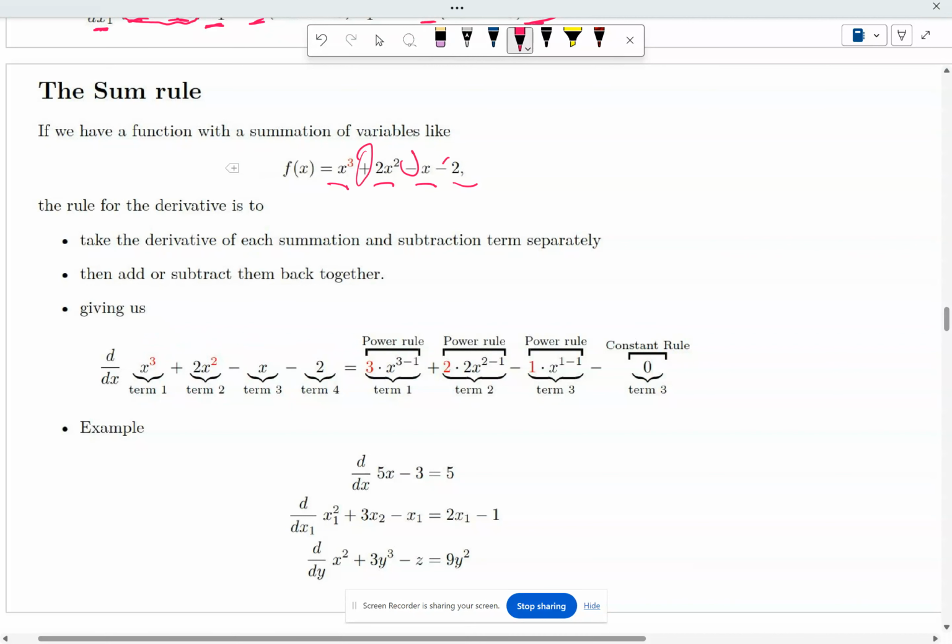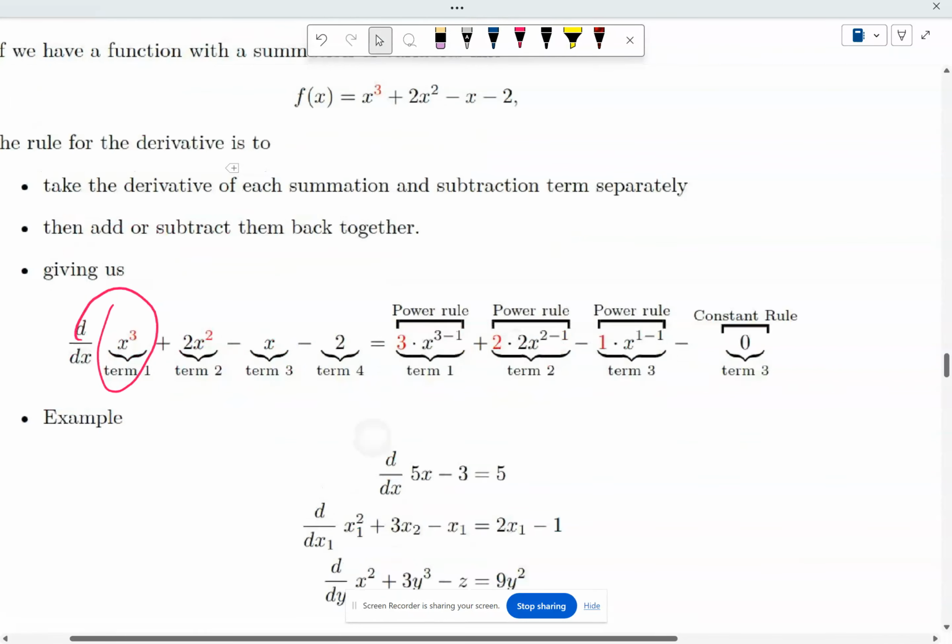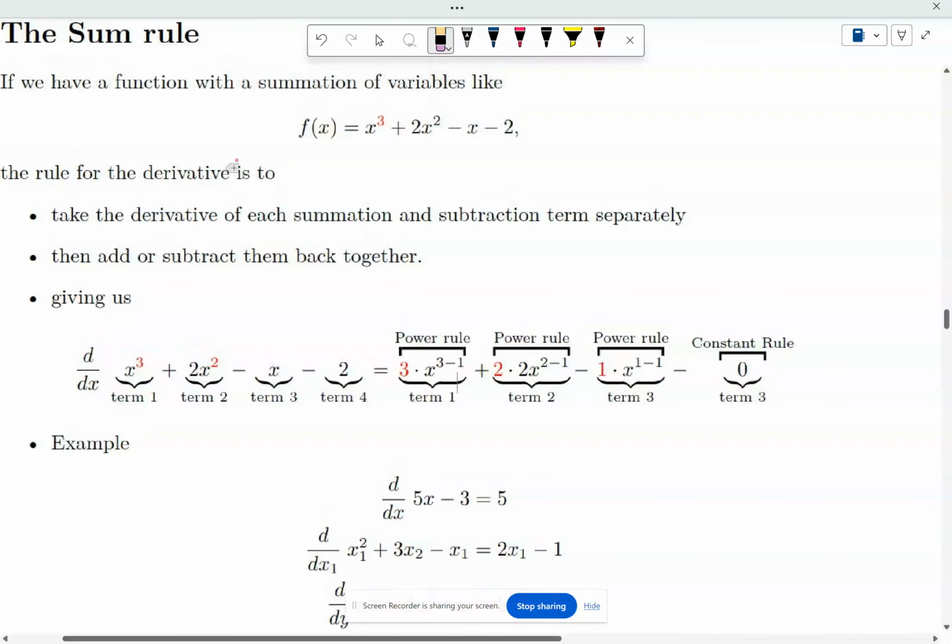So here's plus, minus, minus, plus, minus, minus. You combine them back together. So power rule for this, let's see. So it's 3x. So this would be 3 and 3 minus 1. Power rule again, 2 goes down and 2 minus 1. Power rule again, so that's just equal to 1. And then over here is a constant, so that becomes 0. And then you just recombine them together, plus, minus, minus, plus, minus, minus.